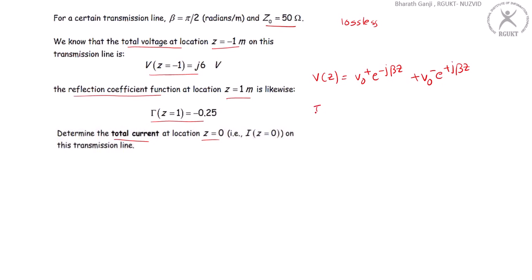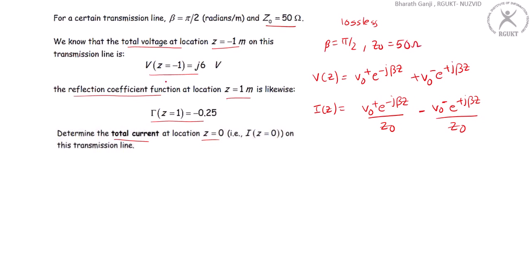So what is I of z? We had also an expression for I of z. That is nothing but V naught plus times e power minus j beta z divided by Z naught, minus V naught minus times e power plus j beta z divided by Z naught. So this is your current equation at any location. Here beta is given as pi by 2 and Z naught is also given, which is 50 ohms. So all you have to do is substitute these conditions here and you get the answer for it.